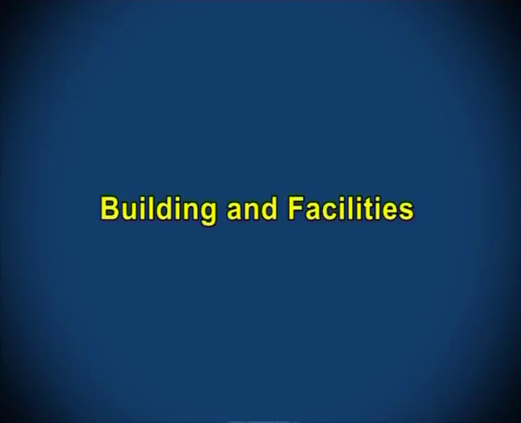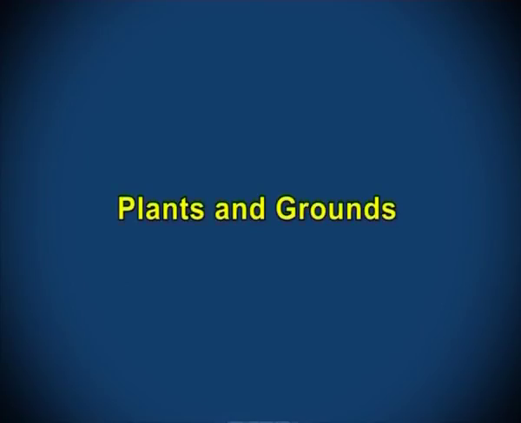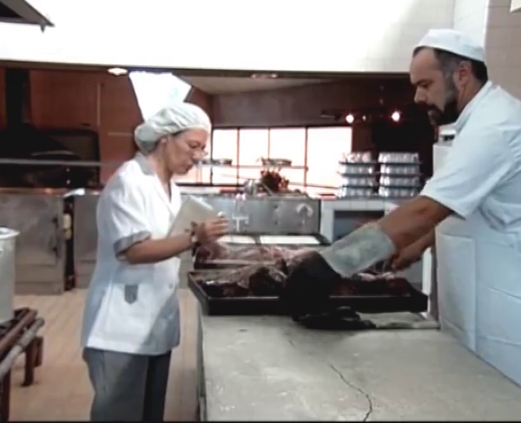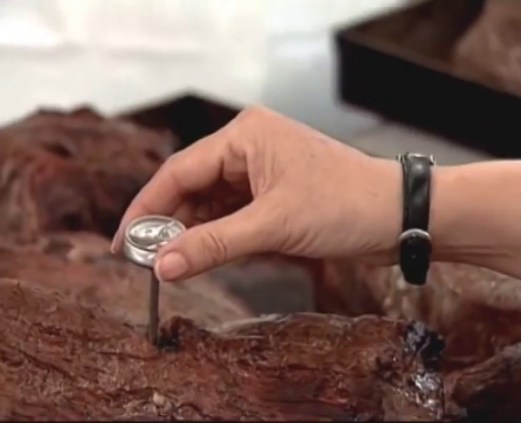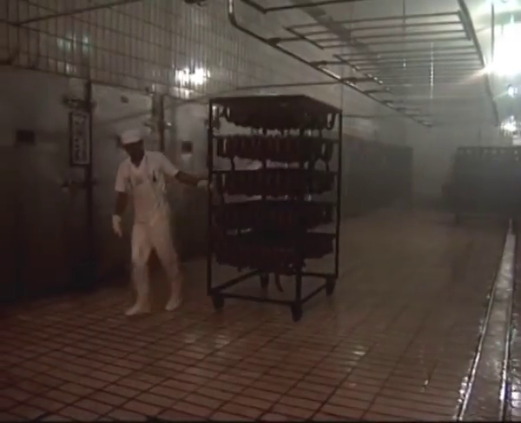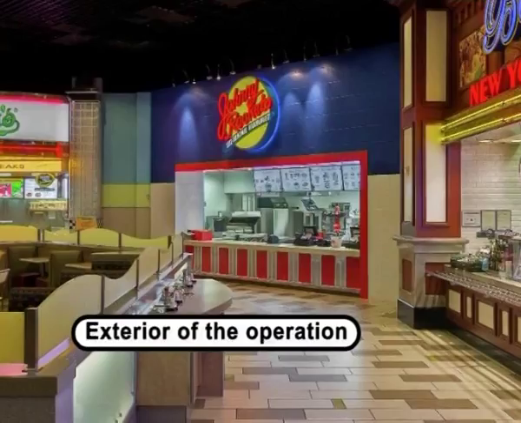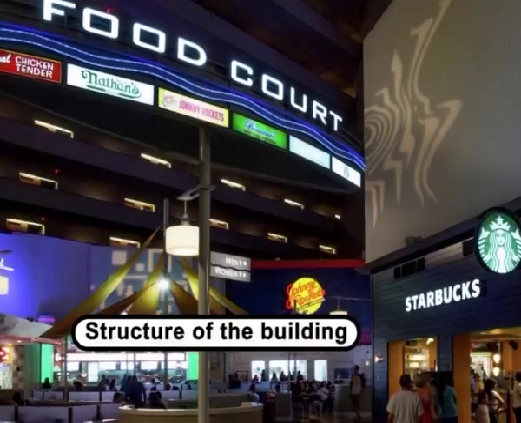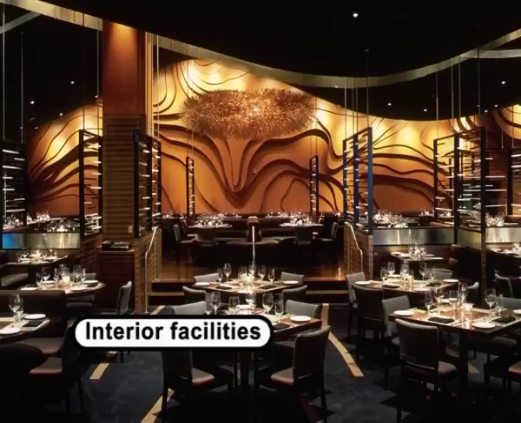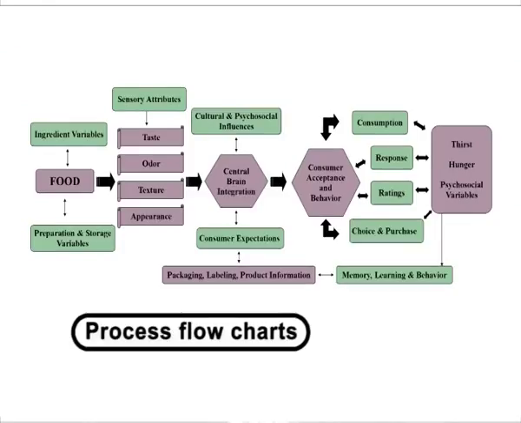Buildings and facilities. In that, plants and grounds. To comply with the GMPs, all food processing and storage operations should be designed to facilitate maintenance and sanitation operations. This includes the exterior of the operation, the structure of the building and the interior facilities. Plant and ground schematics should be available and up to date. Process flow charts are also helpful to have available.